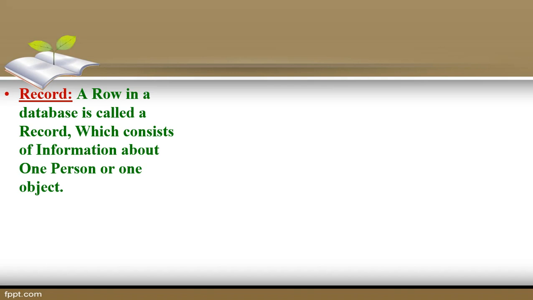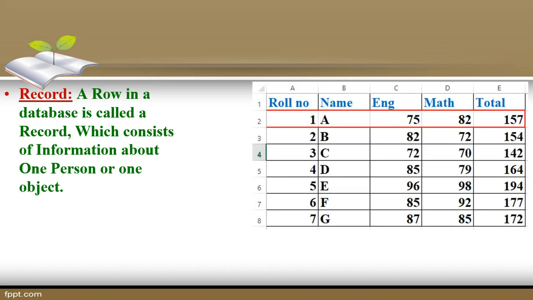Now the next topic is the record. What is a record? A row in a database is called a record. Earlier, while explaining what a database is, I already explained what a record is. So a record refers to a row, and a row refers to a record. Whatever you write in a row in Excel is called a record, which consists of information about one person or one object. Here is the Excel sheet I created, and you can see the red marked line. It is called a record.